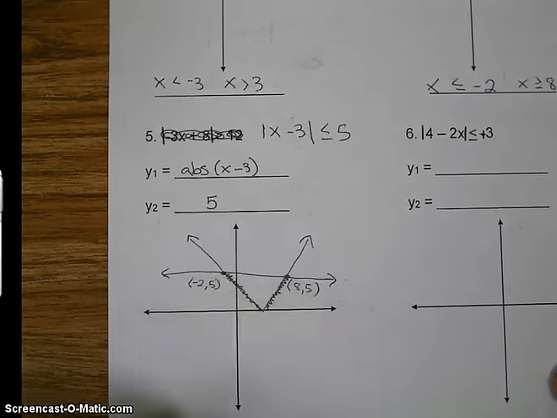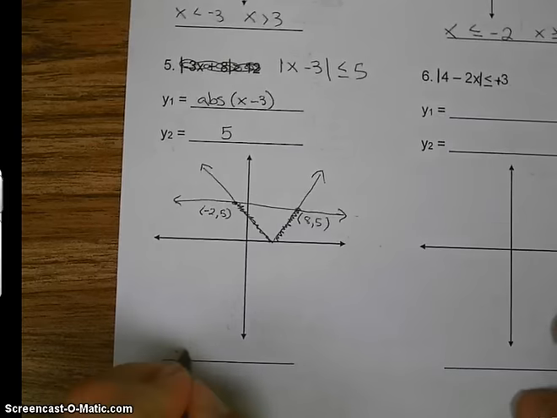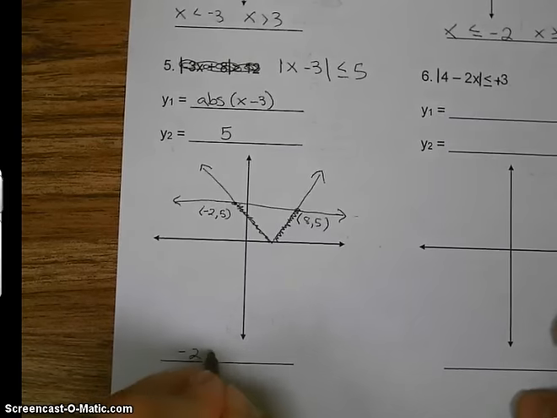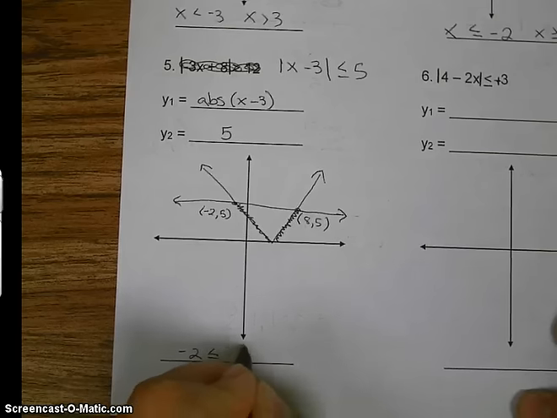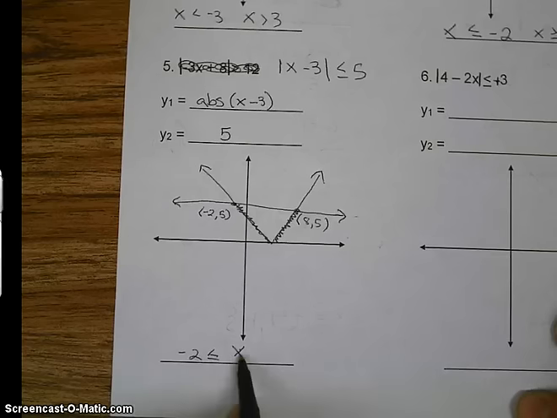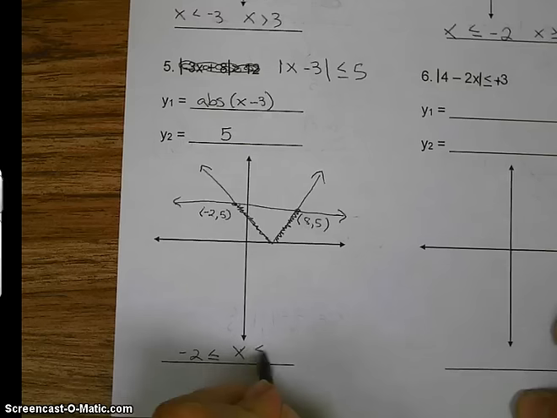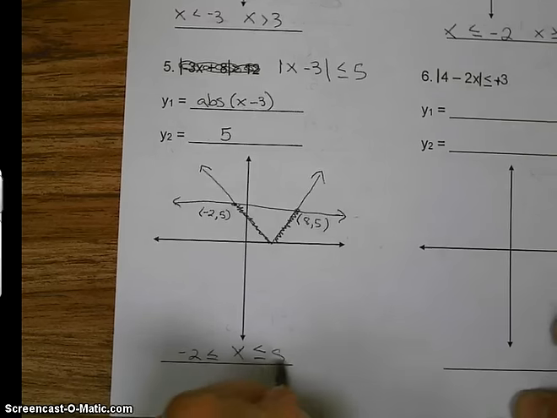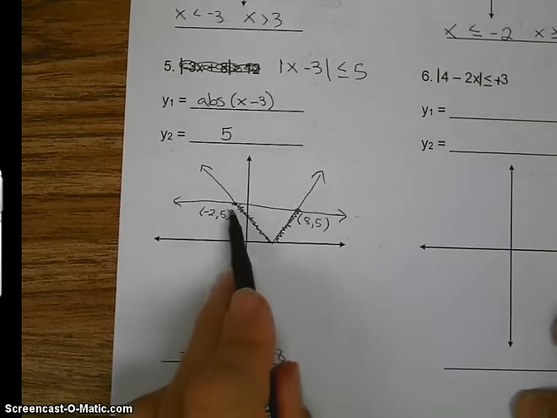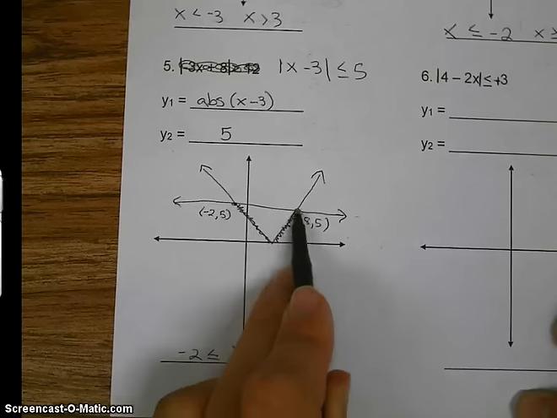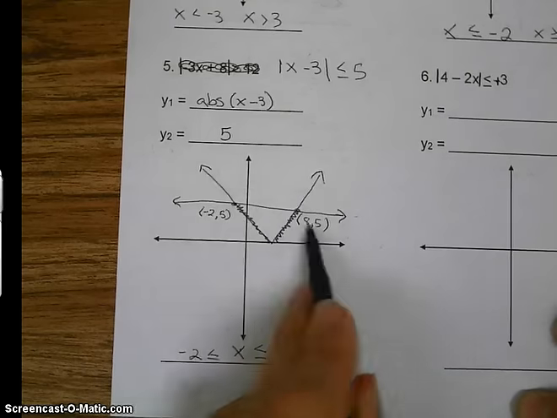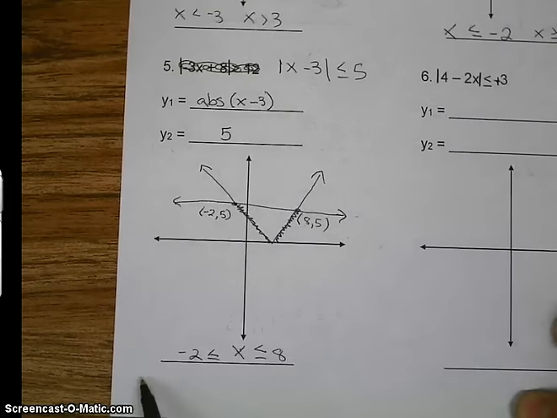Okay, so the solution is from this point to this point. We start on the left, -2. So x is going to be greater than or equal to -2, but less than or equal to 8. All of these are solutions, all the way up to 8, from -2 to 8. Okay? And we'll go ahead and stop right there.